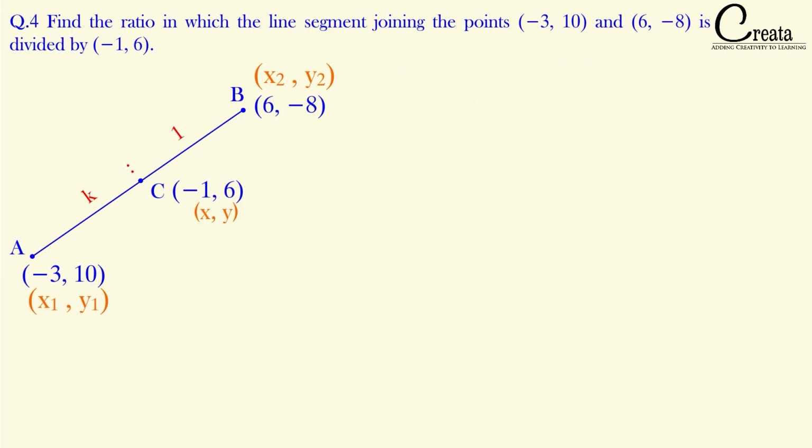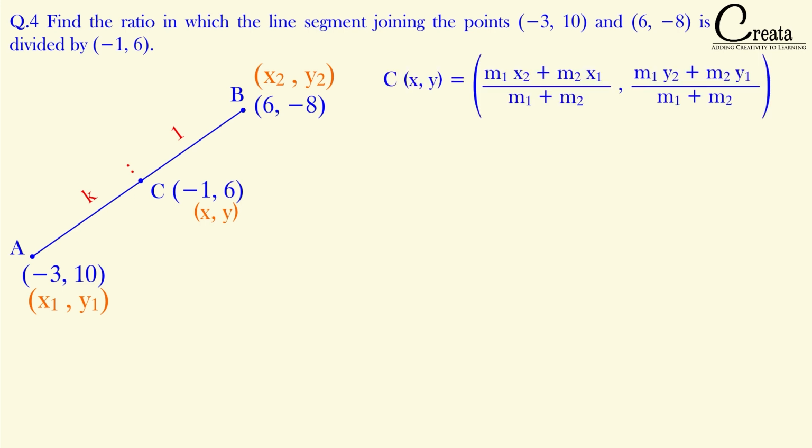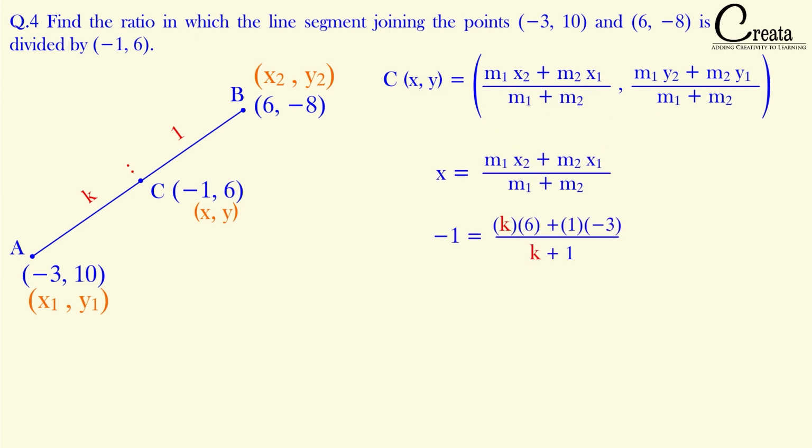We can use the section formula to solve this question. Let's apply the section formula for the x coordinate. Putting the values and solving, we got k as 2 by 7. So we got the ratio as k is to 1, which is 2 by 7 is to 1. Let's multiply 7 on both sides. We got the ratio as 2 is to 7. So basically the point C is dividing the line segment AB into the ratio of 2 is to 7. So that is the answer to the question.